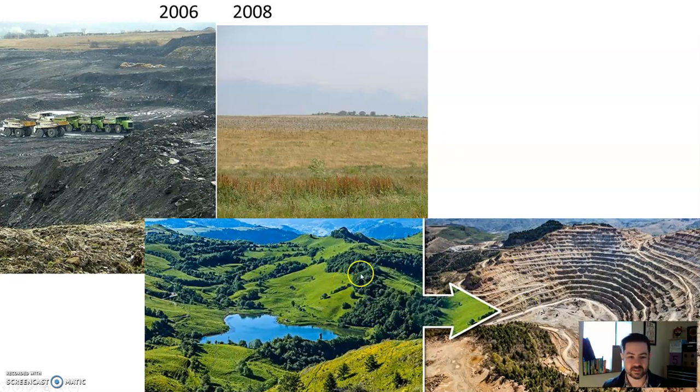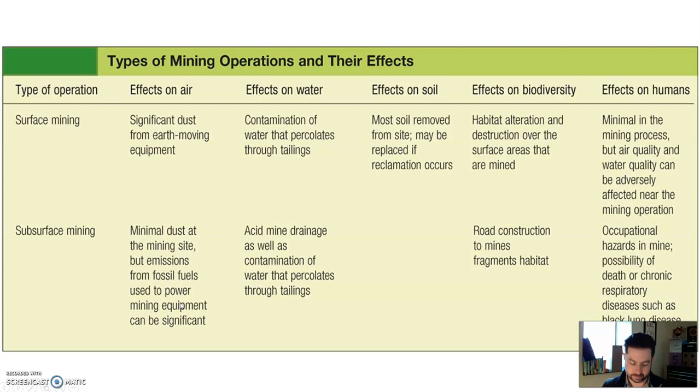So this is before and after. You can tell with mountaintop removal, the environment's changed. The lake isn't there. I mean, it's not what it once was. This is not this anymore. This ain't coming back. So the impact on land is severe. So surface mining versus subsurface mining, so underground mining. They each have their own effects.